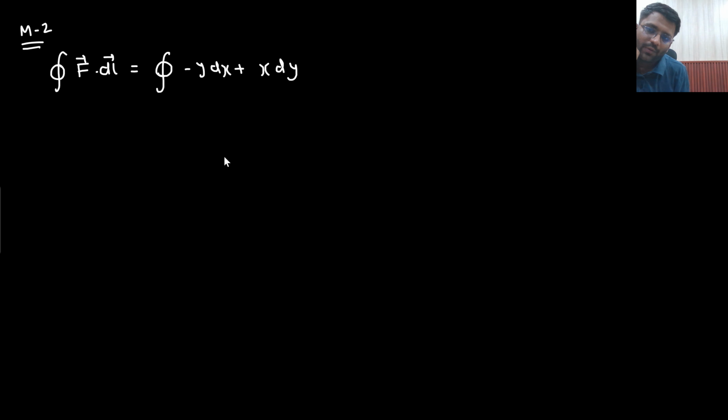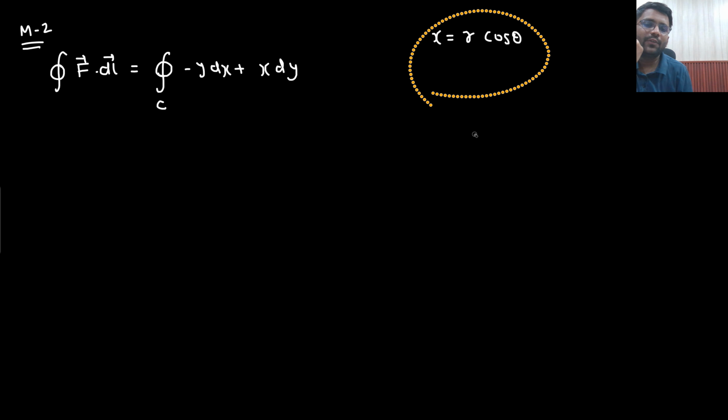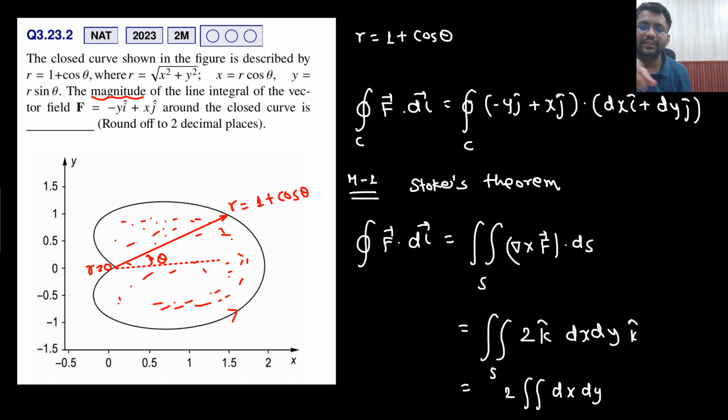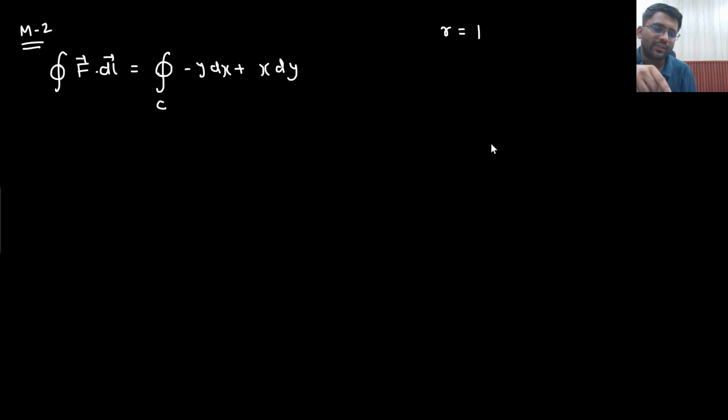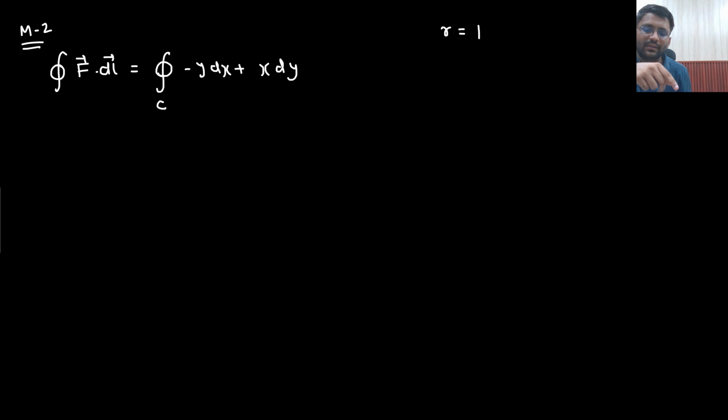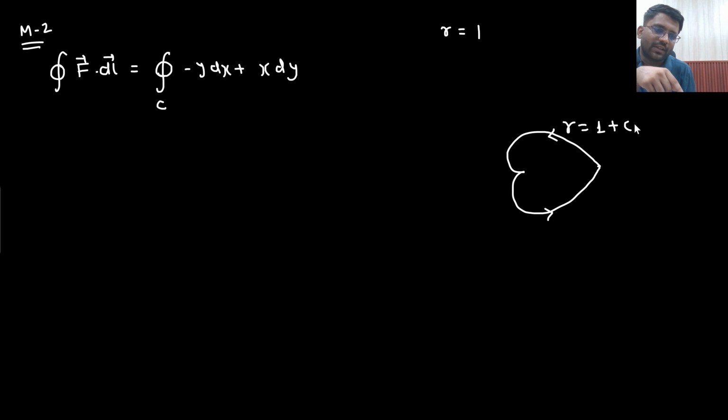You are moving over the curve C. On the curve C, the value of x is r cos theta. On the curve C, what is the value of r? The value of r is fixed, that is nothing but 1 plus cos theta. When you are moving on this particular curve, this is how the curve would look like. So the value of r is fixed, which is 1 plus cos theta.